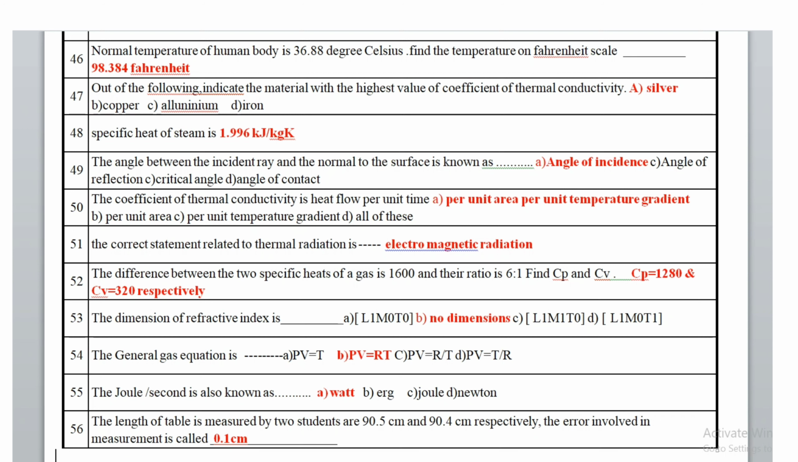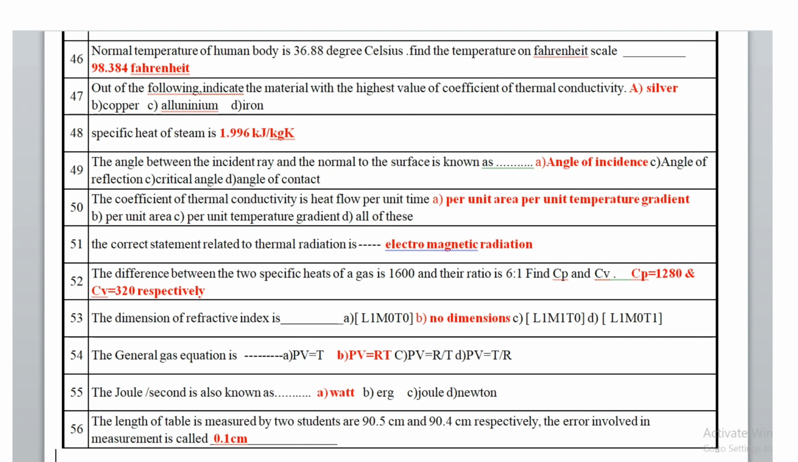The difference between two specific heats of a gas is 1600 and their ratio is 6:1. Find Cp and Cv. Cp is 1280 and Cv is 320 respectively. The dimension of refractive index is, refractive index has no dimension. The general gas equation is PV equal to RT. The joule per second is also known as watt.